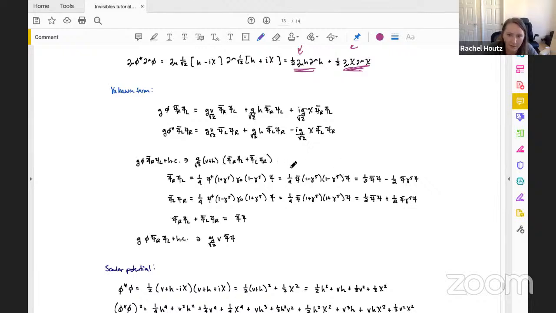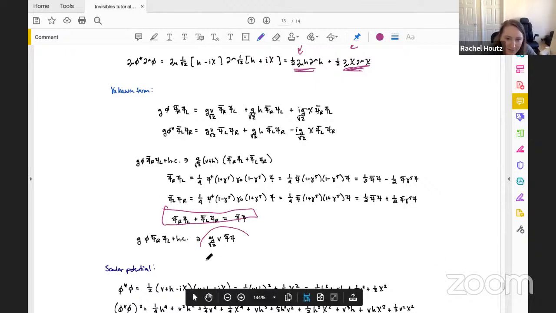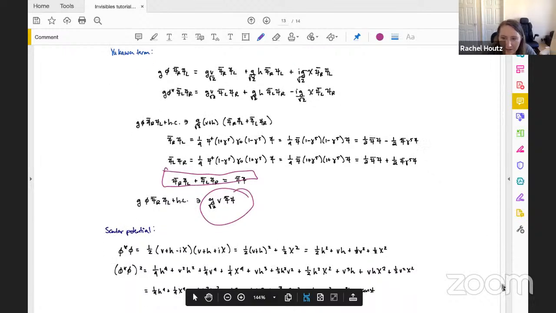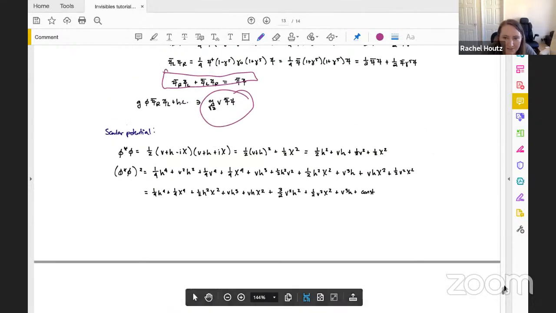Unfortunately, I don't have time to actually do all the algebra, but we do a bit of algebra and we end up with this expression that's psi bar psi. And so we get a mass term for psi bar psi. And then the next part is the scalar potential.